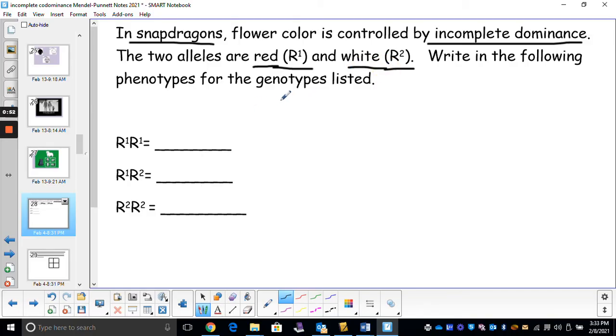So we're going to look at our genotypes. If I have an R1 genotype, that will give me a red flower. If I have an R2 genotype, that will give me a white flower. But this is different now. If I have one red allele and one white allele, they are going to blend to make pink. Now that's different. Before we just say the dominant trait will show up, but they're both dominant alleles. So if it's incomplete dominance, they will blend together.